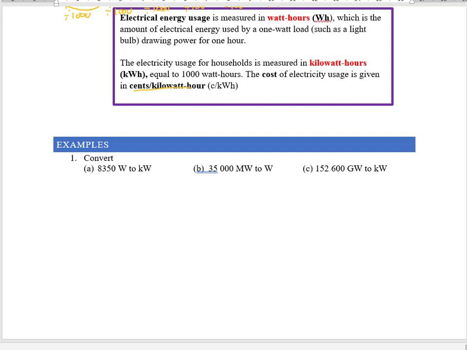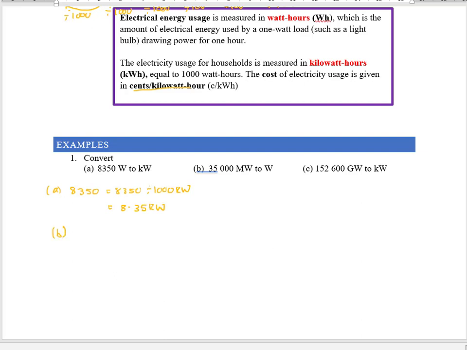Convert 8,350 watts to kilowatts. So in order to do it, I've got 8,350 and I've got watts. And all I'm going to do is divide that by 1,000 to change it into kilowatts. And if I do that, I get 8.35 kilowatts.